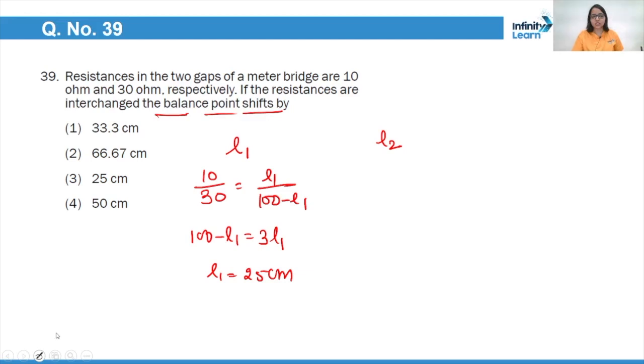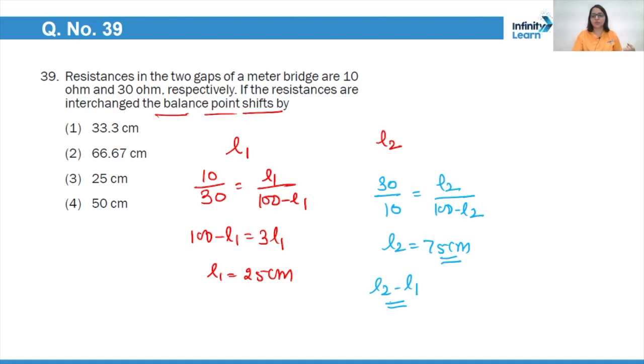Now we are interchanging the resistances over here. So 30 upon 10 will become L2 upon 100 minus L2. So it will give you L2 is 75 centimeter. So shifting will be L2 minus L1, which is 75 minus 25, which is 50 centimeter. So the correct answer is option 4.